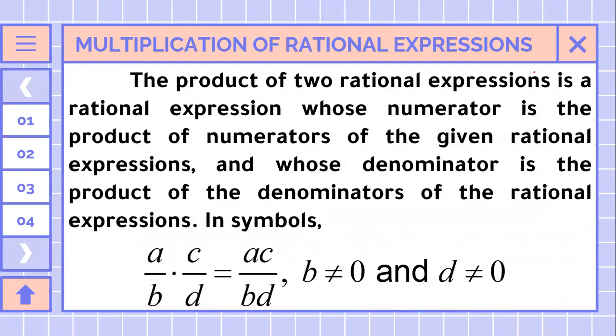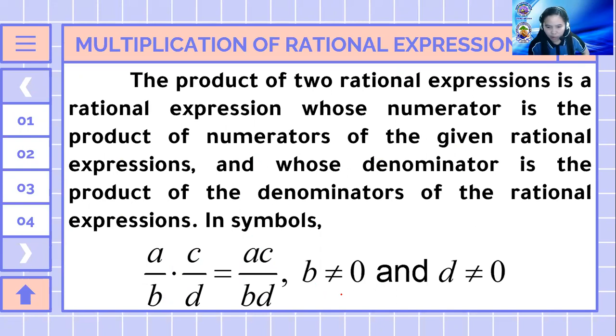So here in multiplication of rational expressions, we can say that the product of two rational expressions is the product of the numerators and the denominators. So it is the same as how to multiply simple fractions. As we can see in this symbol, we have A over B times C over D, and the product will be AC over BD, where the value of B and D must not be equal to 0.